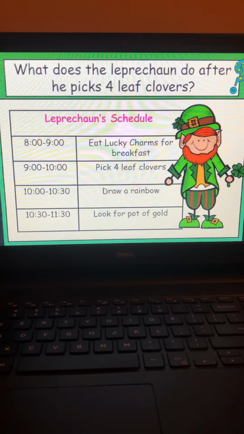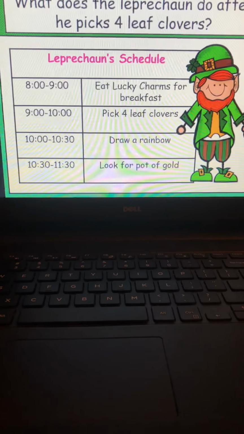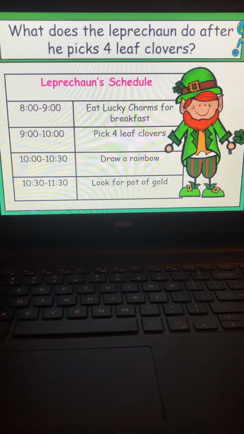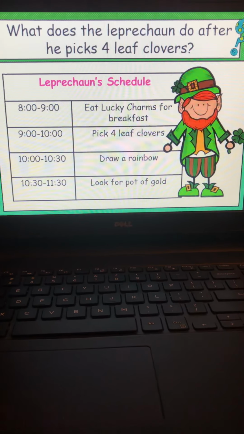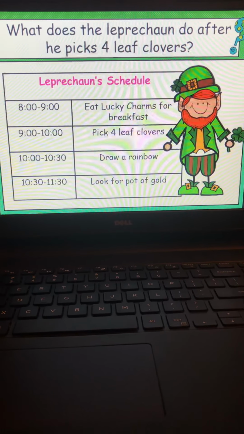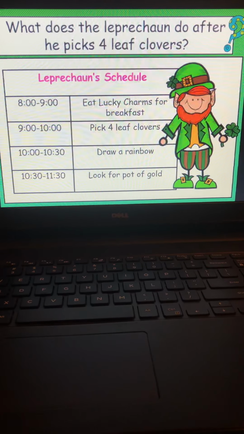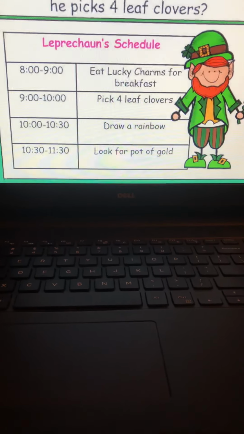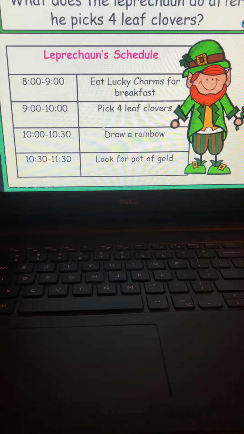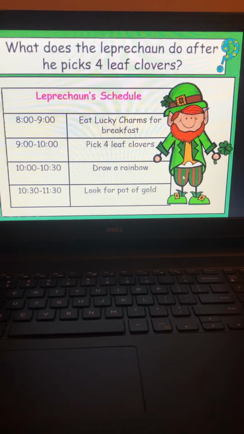What does the leprechaun do after he picks 4-leaf clovers? Give you a second to figure that out and write down the answer. Once again, what happens after he picks 4-leaf clovers? Okay, so from 9 o'clock to 10 o'clock, he picks 4-leaf clovers, and after that, from 10 to 10:30, he draws a rainbow. So the correct answer was draw a rainbow.